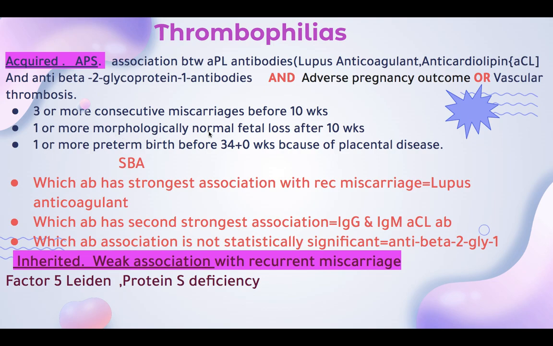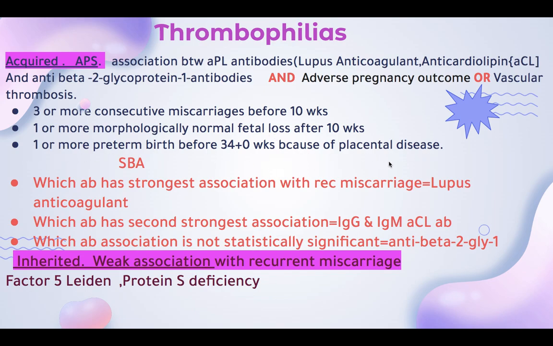Okay, it means that the fetus was normal. There was no abnormality. That was not a syndromic baby. That was a normal baby, but the fetal loss happened after 10 weeks of gestation, right? Intrauterine fetal demise happened after 10 weeks of gestation and the baby was fine. 1 or more preterm birth before 34 weeks because of placental disease.